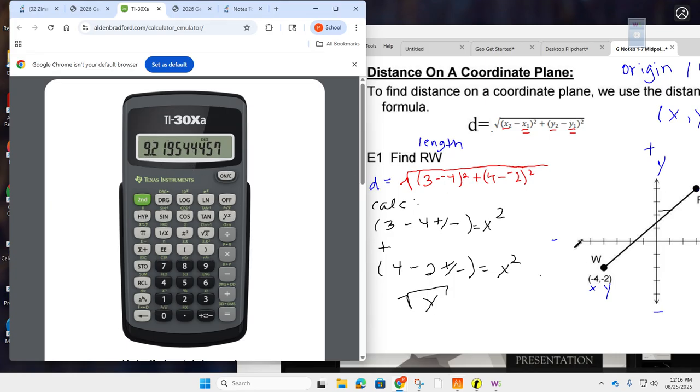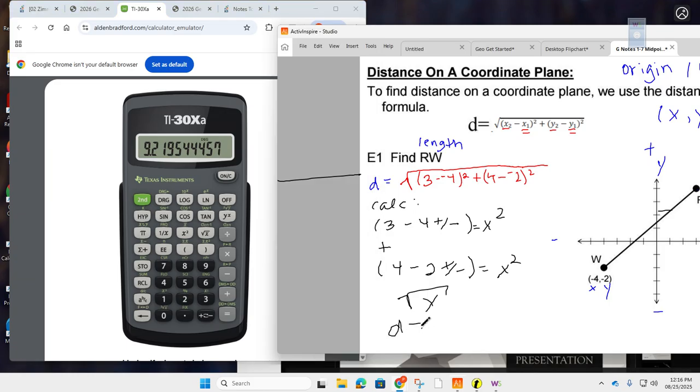So, the length of this segment is 9.219544457. It goes on forever and ever. We're going to round. If they don't tell us what to round to, we're going to round to the hundredths place. So we're going to look at the hundredths place, which is second place to the right of the decimal point. We look at this number. If this number is 5 or greater, then that 1 goes up. If this number is less than 5, then that number stays 1, and we drop everything else off. So the distance is going to round to 9.22. Does that make sense?